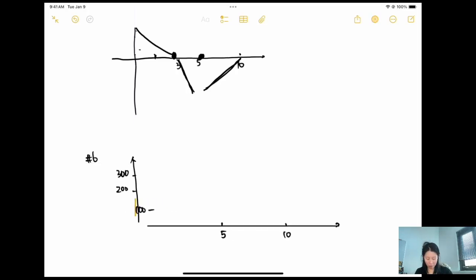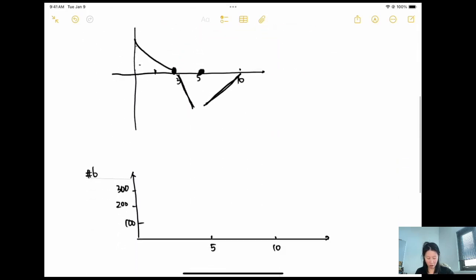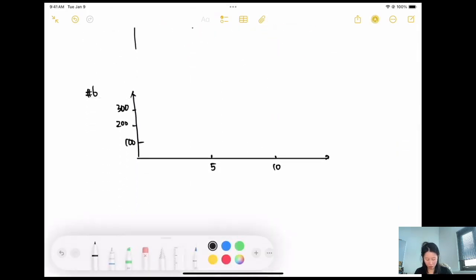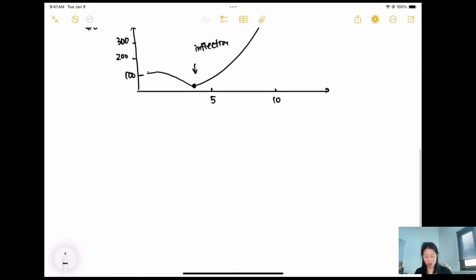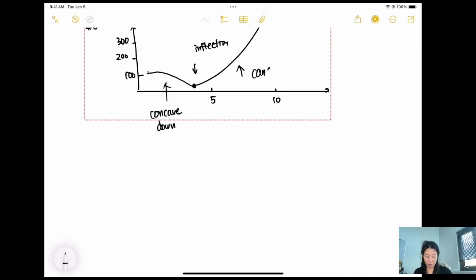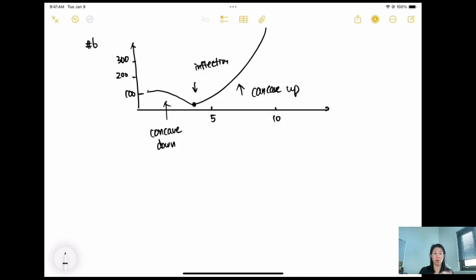Going down around 4 and then go right back up. Well, this one is really obvious. It's an inflection point, also the local minimum, because concavity changes. This is from concave down, become concave up.